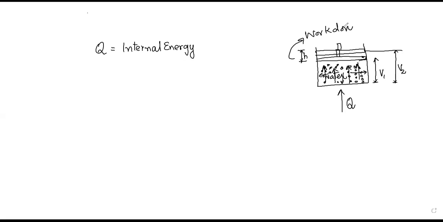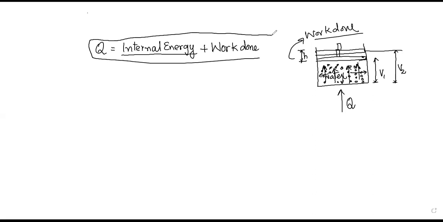So the supplied heat is utilized in internal energy and then it is helpful in doing some work. This is basically our first law of thermodynamics: the energy supplied is equal to the internal energy plus work done. This is the basic of the first law of thermodynamics, that all the supplied heat is converted into internal energy and work. So let's say we have a numerical.